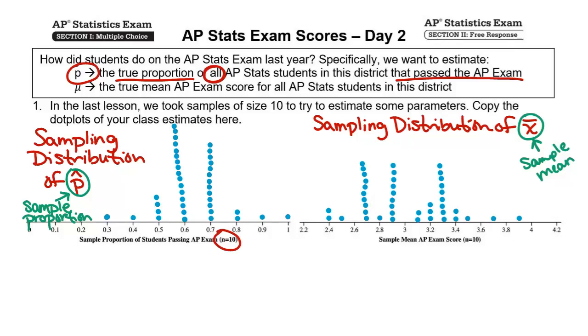So we have a partial sampling distribution for X bar, and our goal is to use this to estimate what? What do we want to estimate? The true mean, which is mu. The true mean for all AP Stat students in this district. And again, we had samples of size 10. All right.